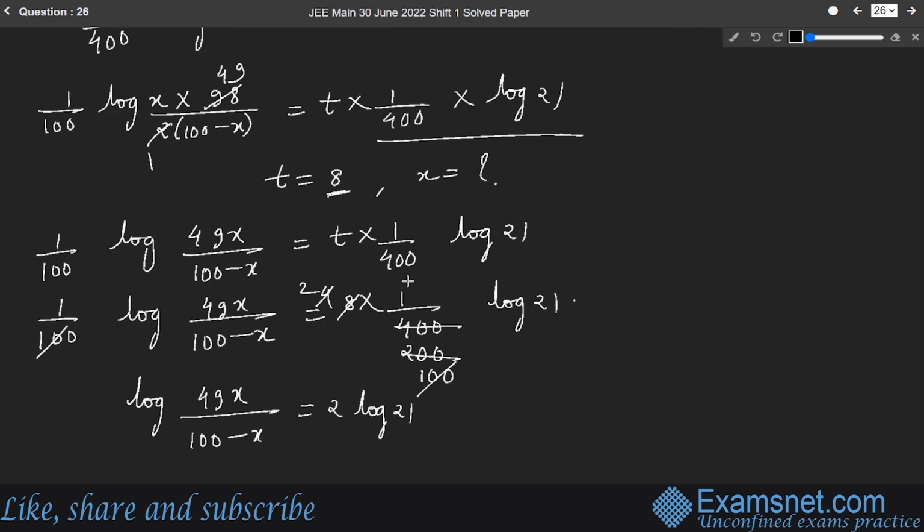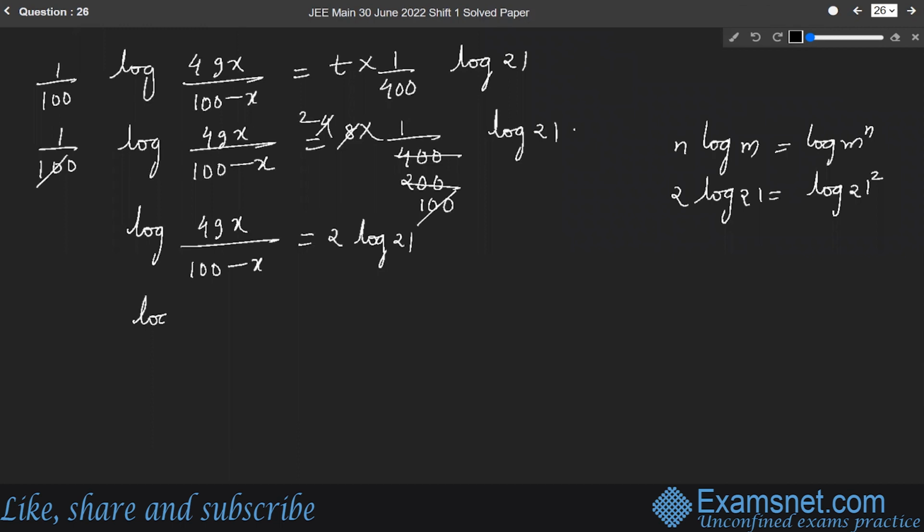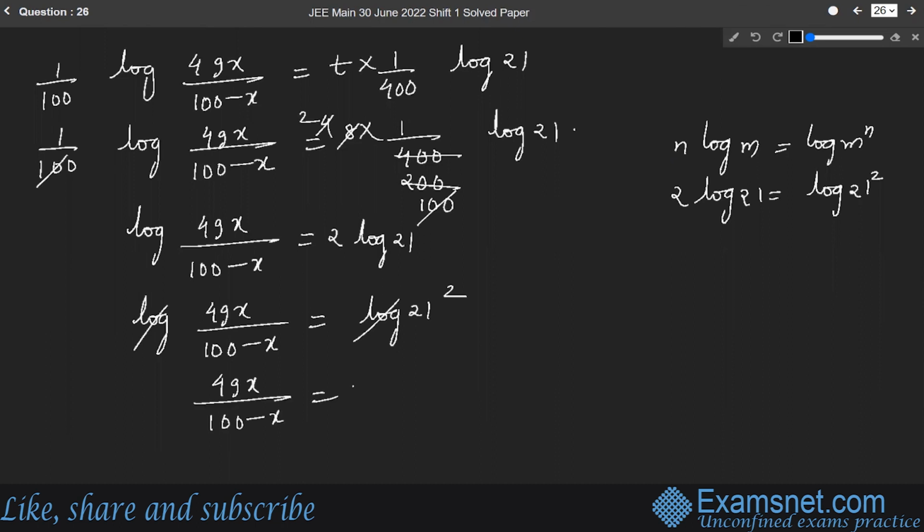We have to use another basic property, which is n log m. What is n log m? It is equal to log m power n. We have 2 log 21, so it will be equal to log 21 power 2, right? So log of 49x upon 100 minus x will be equal to log of 21 square. Log and log will be cancelled. So what are the remaining terms? 49x upon 100 minus x is equal to 21 square, right?